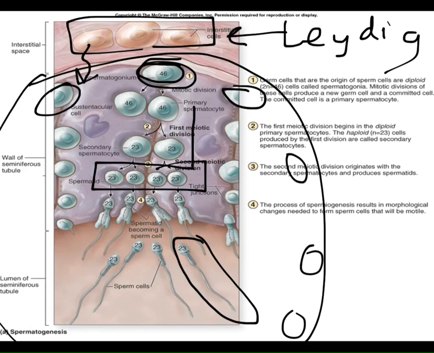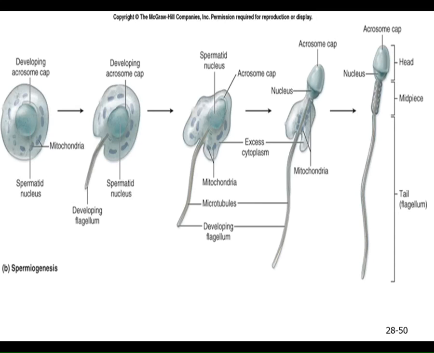There's a unique set of steps that happen between here and here. I went over these in lab. So between the spherical cell and the elongated sperm, that process is referred to as spermiogenesis. This is just a subset of spermatogenesis, and during this time is where we see the mature sperm being formed.